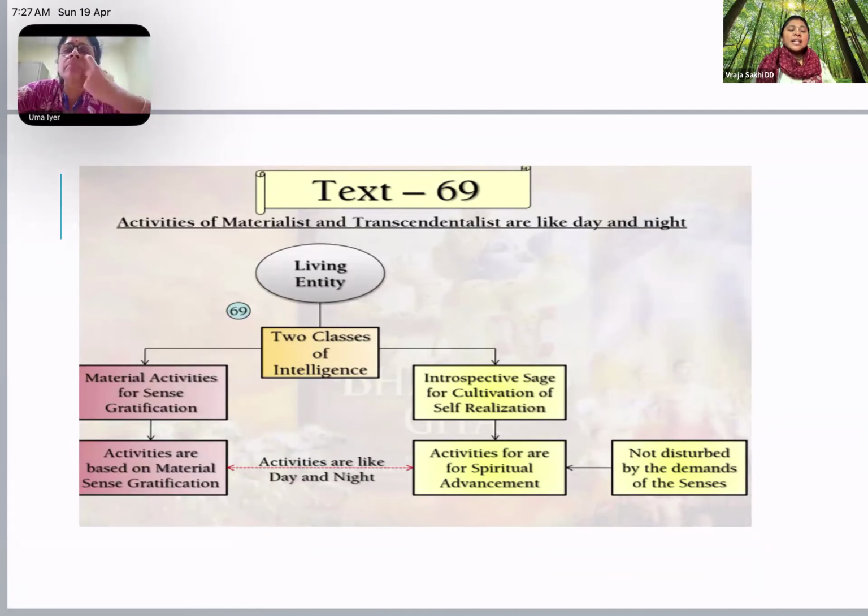And the introspective sage's activities are for cultivation and self-realization. Whatever activity a devotee does is for his spiritual advancement. And once you are in that spiritual advancement, such a person is not disturbed by the demands of the senses. Say a devotee feels like he wants to eat a gulab jamun. He can very well make it, offer it to Krishna and eat. You don't have to subdue your senses.